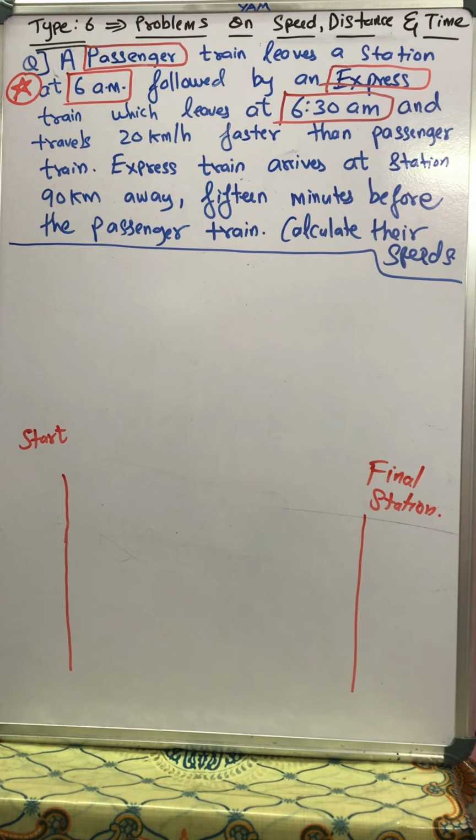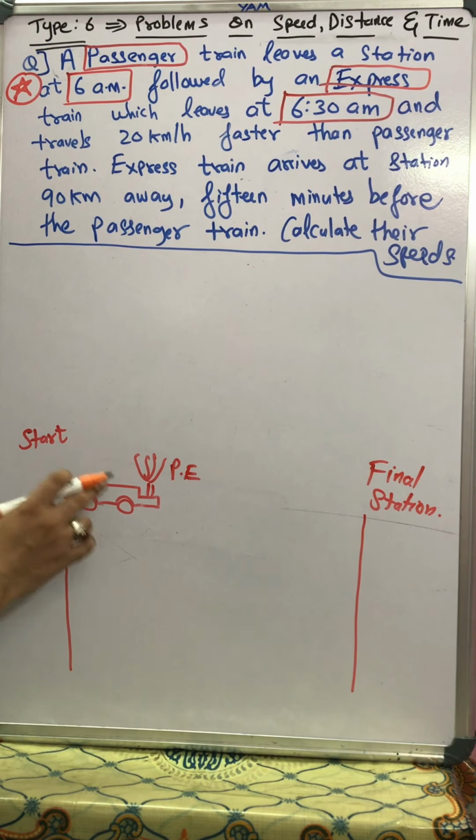This is what? The passenger train. Okay. I'll write here passenger train. So it's PT, passenger train. At what time does this passenger train leave? It leaves at 6 a.m. in the morning. Pay attention to the time. The passenger train leaves the start station over here, the start, at 6 a.m. in the morning. Okay. Then comes the express train.